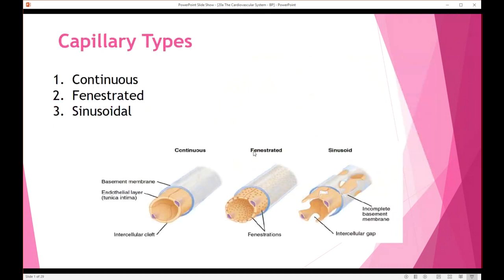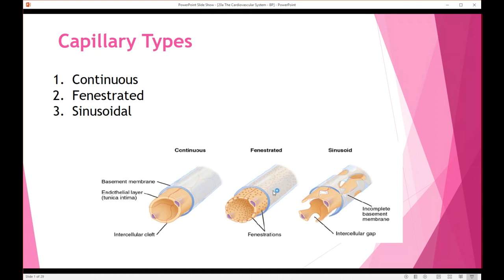There's different types of capillaries. We have continuous capillaries. That means that they have a continuous basement membrane, as well as this endothelial layer here is really tightly packed together, and very small minuscule holes between them. We have fenestrated capillaries, and fenestrated means pores. So there's little pores within the basement membrane here. Within the endothelial layer right here.